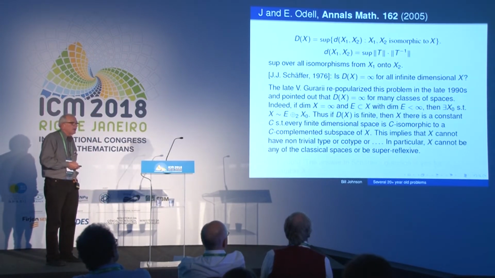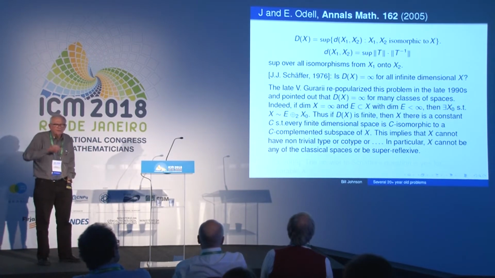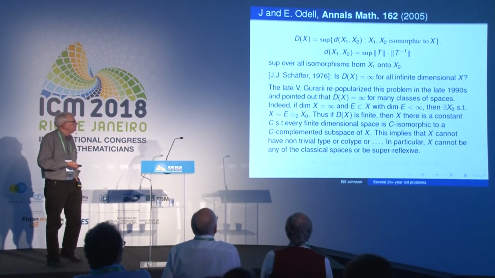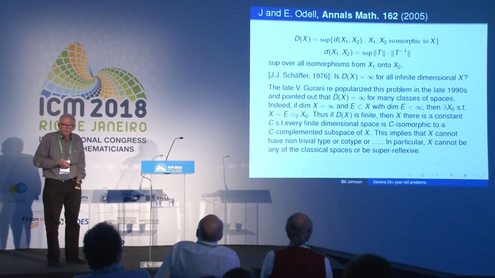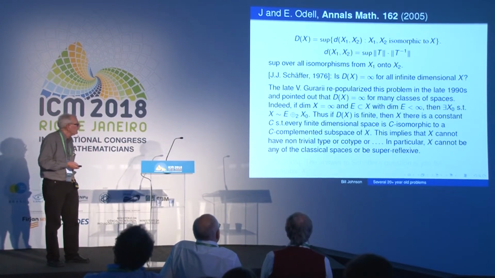So this means that X can't have any good property that's defined in a finite dimensional way. It can't have type, it can't have cotype, it can't be isomorphic to a uniformly convex space, and it can't be any of the classical spaces.